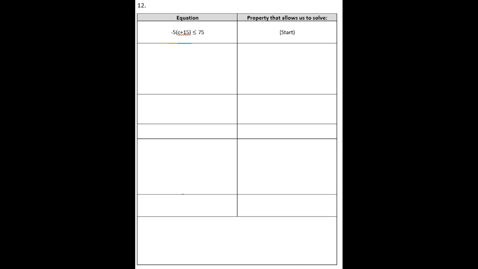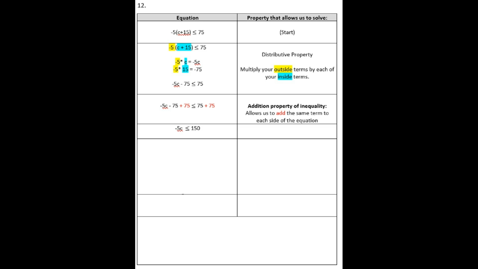And we're starting off with a problem that asks us to do the distributive property. So we have -5 times the quantity C plus 15 is less than or equal to 75. So the first thing we're going to do, of course, is the distributive property. We're going to multiply that -5 by C, that's -5C, and then -5 times 15, which is -75. Make sure you watch out for your signs.